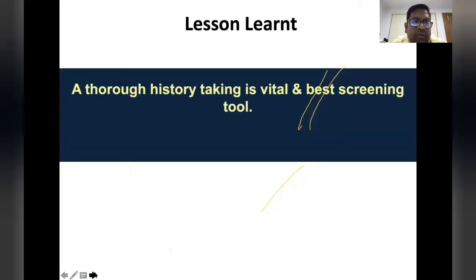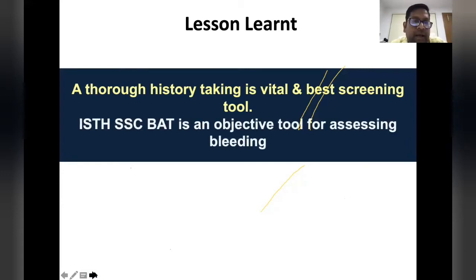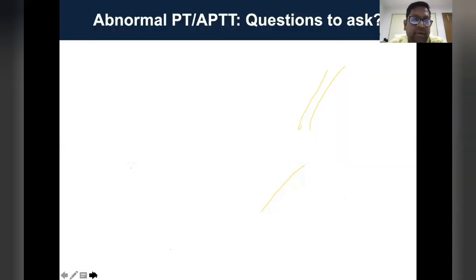So what you have learned is that thorough history taking is vital and the best screening tool, and ISTH SSC BAT is an objective tool for assessing bleeding. So how do you then assess an abnormal PT or APTT? Whenever you have a PT or APTT sample with abnormal results, these are the minimum questions you should ask before you sign out a report. When was the sample drawn?